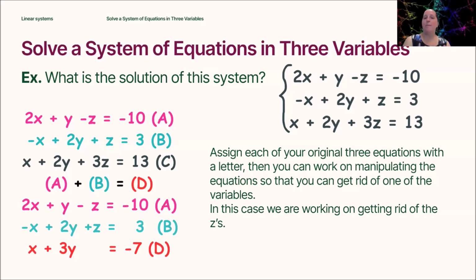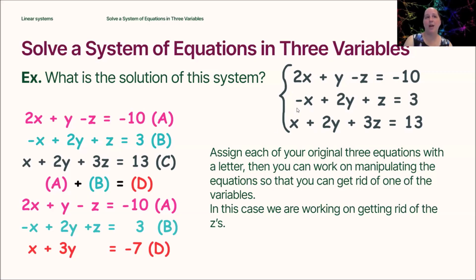Then I can work on manipulating those equations so I can get rid of one of the variables. I want to isolate one of the variables. In this case, right now we're working on getting rid of z. So the first equation, 2x plus y minus z equals negative 10, is equation A. Negative x plus 2y plus z equals 3 is equation B. X plus 2y plus 3z equals 13 is equation C.